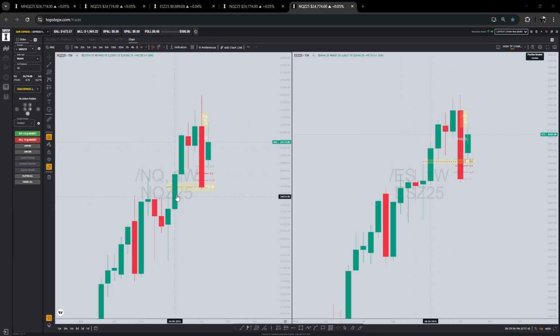As you can see on the weekly chart, on Friday we had this huge bearish trading. We traded down to this weekly fair value gap on NQ. On ES we overtraded it, but on NQ we were respecting this weekly fair value gap.